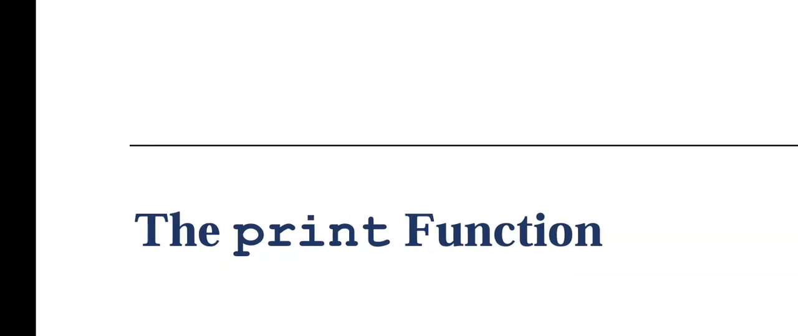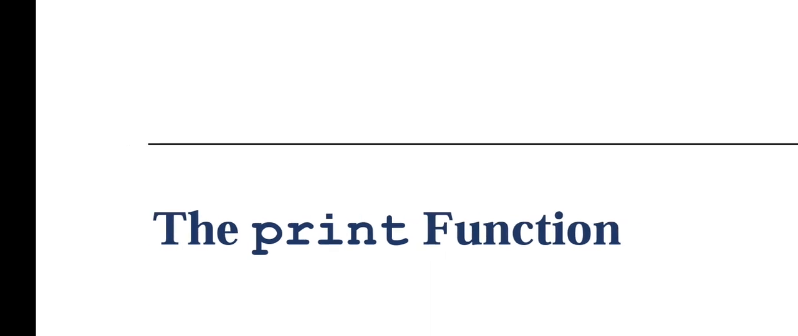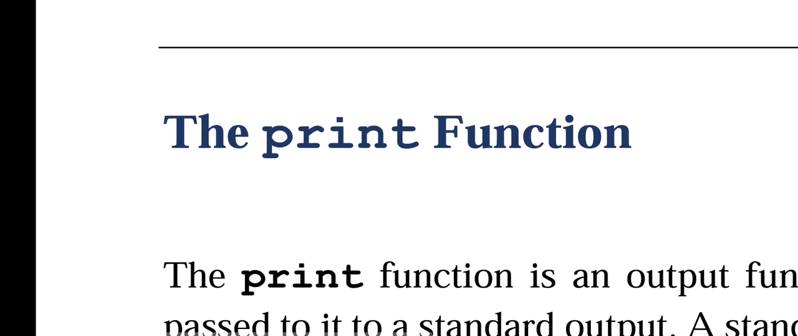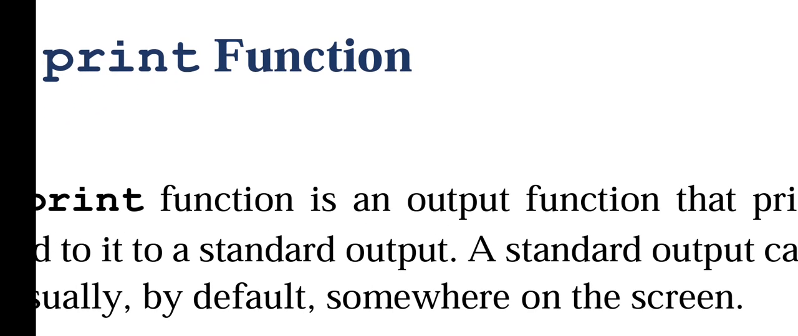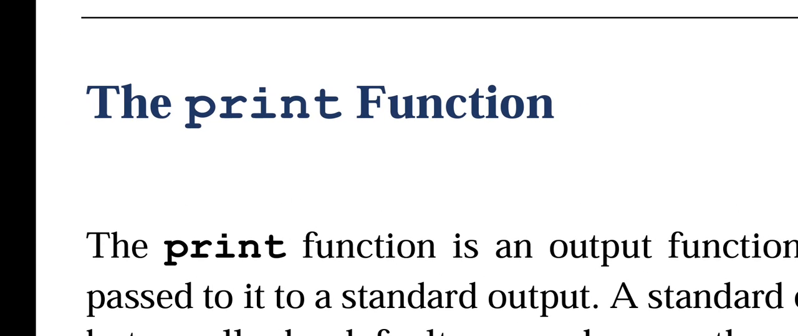We are talking about computer programming using the Python programming language. By definition, a computer is an electronic machine that receives input, processes the input into something meaningful, and gives an output. The print function in Python is one of the functions that we can use to give an output. So the print function is an output function that prints out the argument passed to it to a standard output.